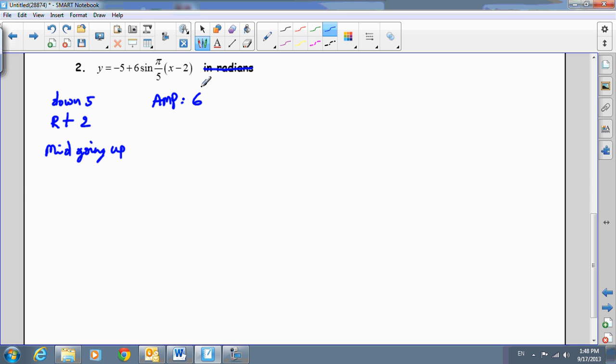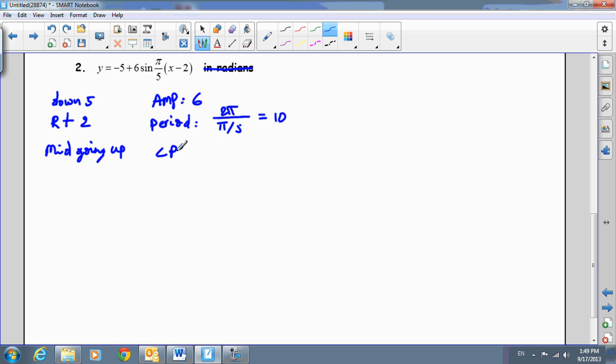Let's find our period, knowing that b is equal to pi over 5. So period is equal to 2 pi over b, meaning over pi over 5. If you simplify the pi, you should end up with the period, which is equal to, copy, change, flip, you will end up with 10.